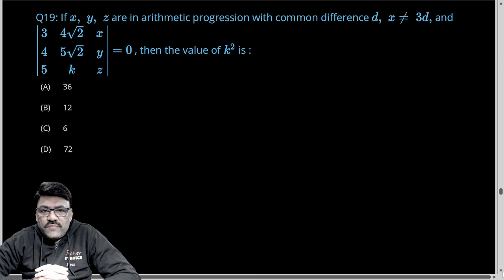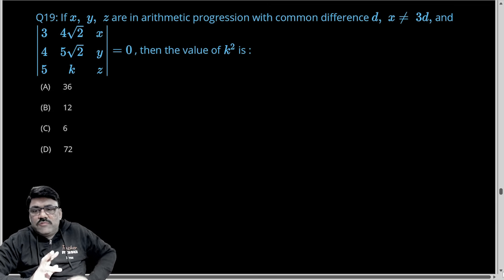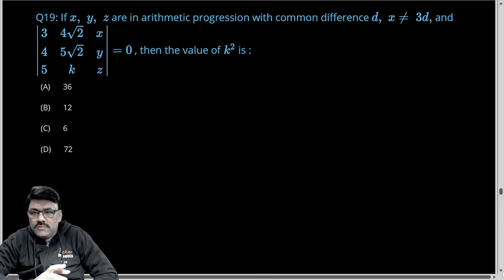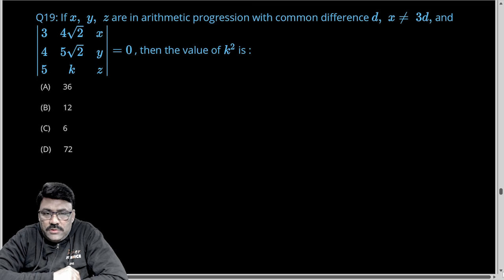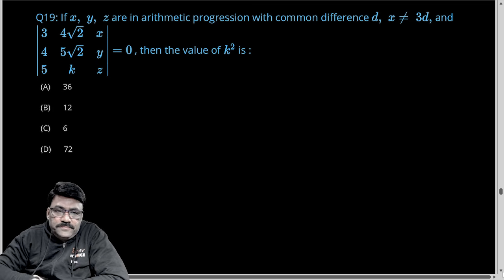See this question. This is from determinants and arithmetic progression. X, Y, Z are in AP with common difference D, and X is not equal to 3D. And this determinant is 0. Then what is the value of K square here?